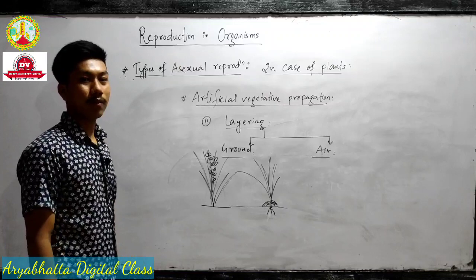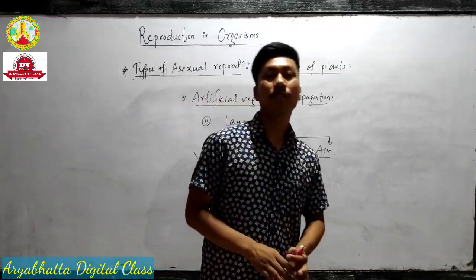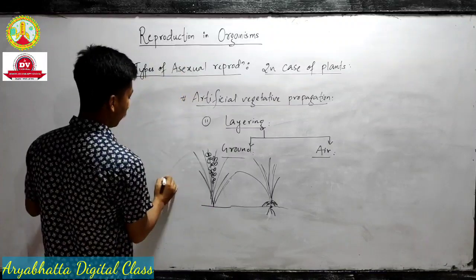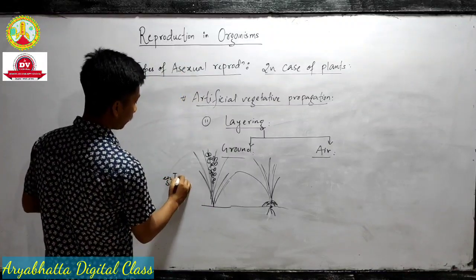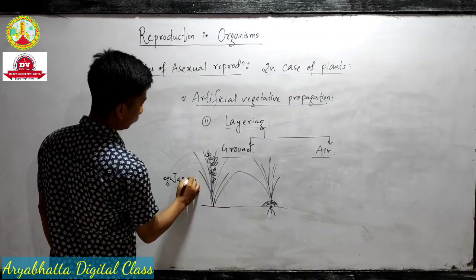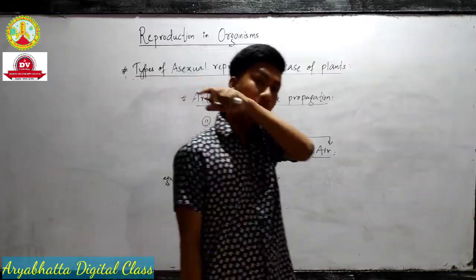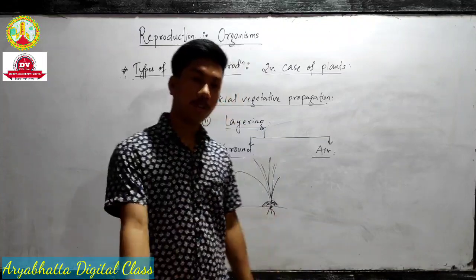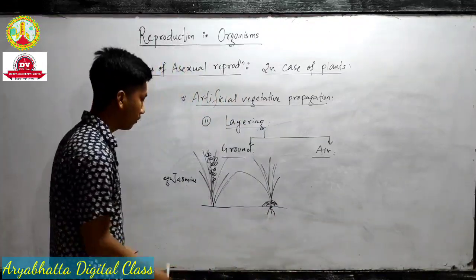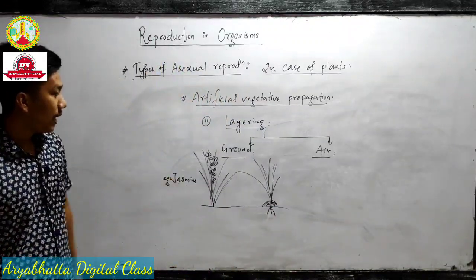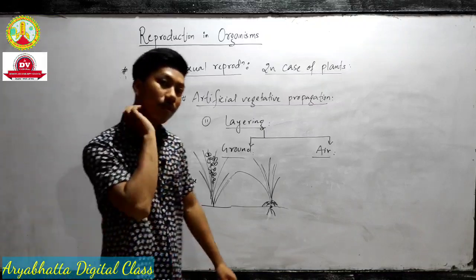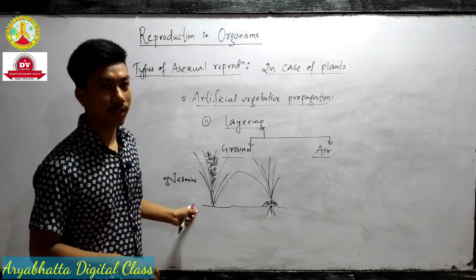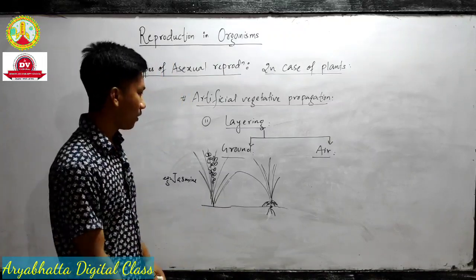Just remember, ground layering can be done only on plants which have a flexible stem, for example jasmine. Cutting, on the other hand, can be done on any plant which has nodes and internodes in its stem, like rose, bougainvillea, etc. So this is ground layering. I hope you understood. You can write it yourself, with jasmine as an example, or add more examples.